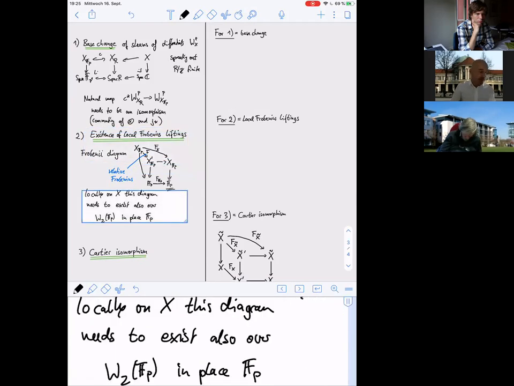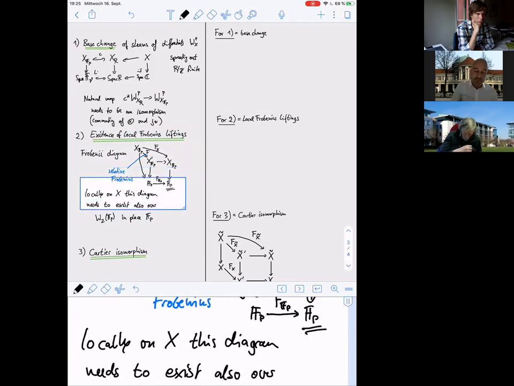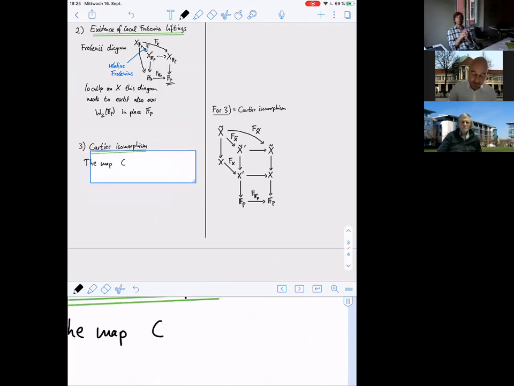That lifting is being used to construct what's called the Cartier isomorphism. That's the third point in the strategy of how you generally prove a Hodge-de Rham degeneration. There's a natural map, it's called C, for Cartier map. That's taking the m-th cohomology of the push forward of the sheaf of differential forms, the entire complex, and it takes the m-th cohomology.